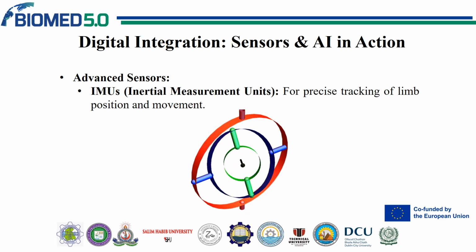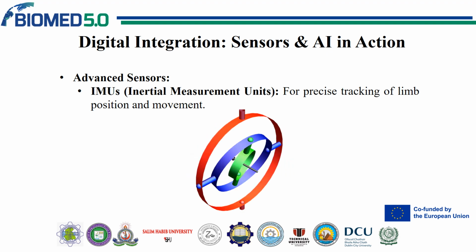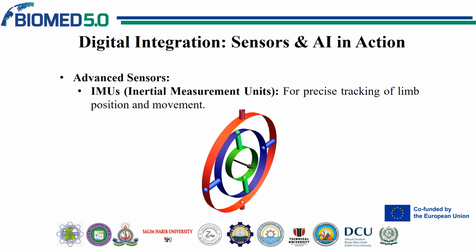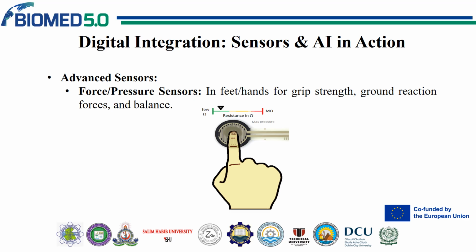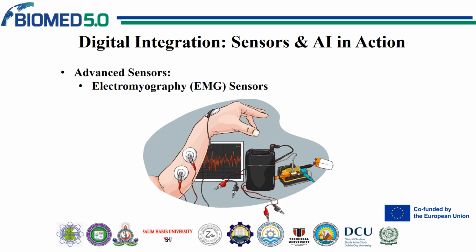Inertial measurement units, or IMUs, which combine accelerometers and gyroscopes, provide precise tracking of limb position and movement. Force and pressure sensors embedded in prosthetic feet or hands provide critical feedback on grip strength, ground reaction forces, and balance.